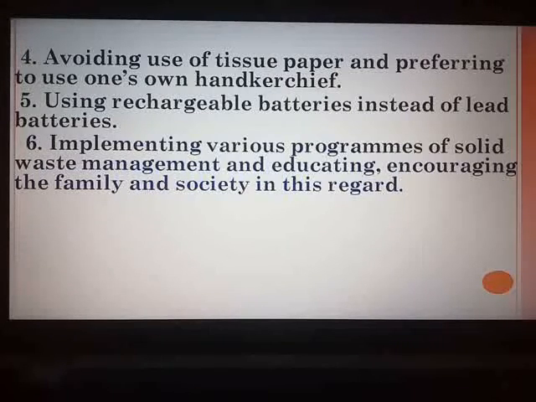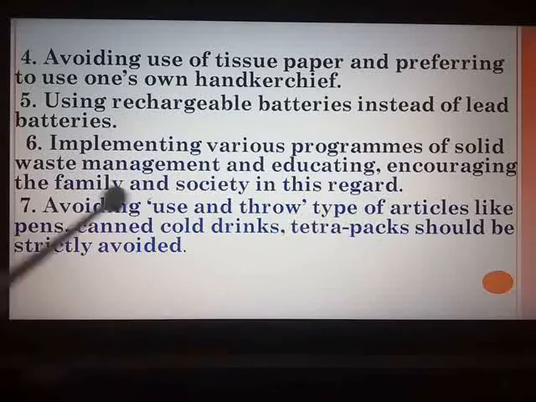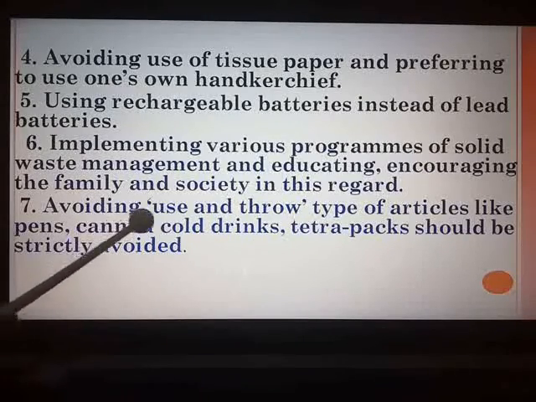If you see some tap leaking or water just flowing away, you can close the tap. If you see people throwing things around in the gardens, in the trains, you can tell them in a very soft tone the harmful effects caused by just throwing them away. Instead, they can put it in a purse or bag and later dispose of it in the dustbin. Avoid using throwaway articles like pens, canned cold drinks, tetra packs. Their use should be strictly avoided.